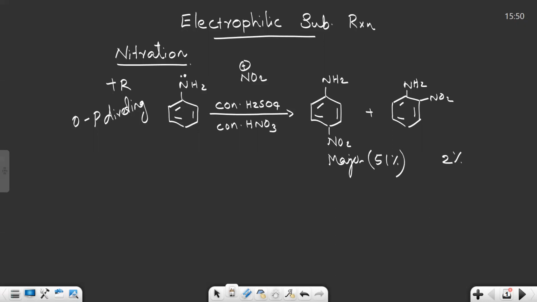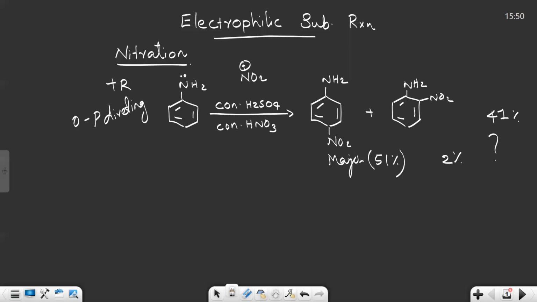Where is the remaining 47% of the compound? Is any other product formed? We know that aniline is an ortho para derivative, so you always get one para derivative and one ortho derivative. But here, both of them together are only 53%. Where is the remaining 47%? What is the other compound formed? Here we will see the explanation of that.